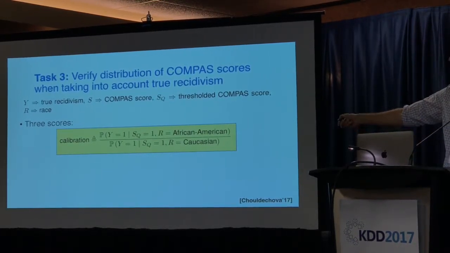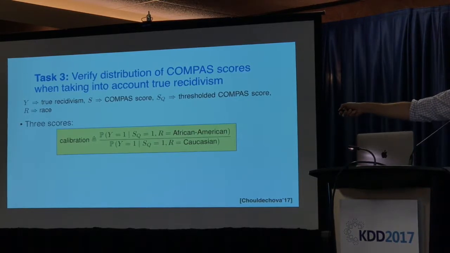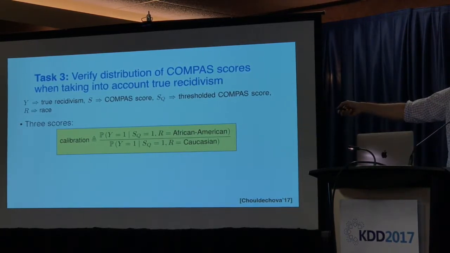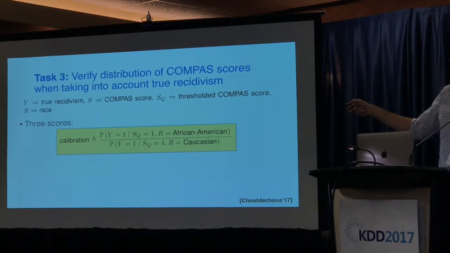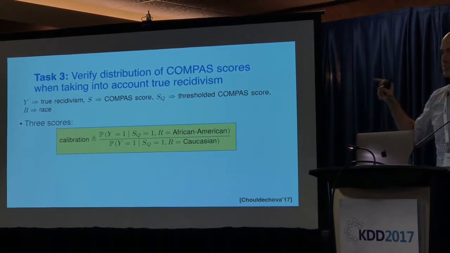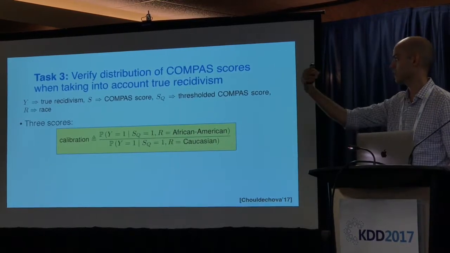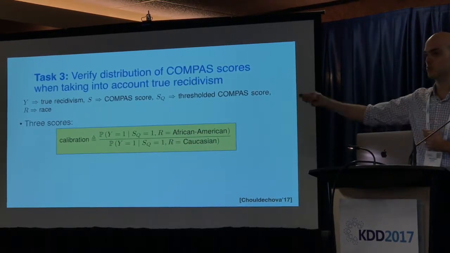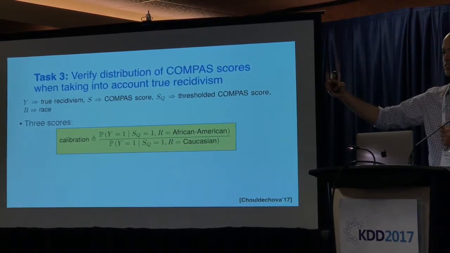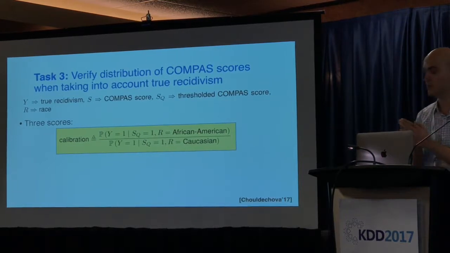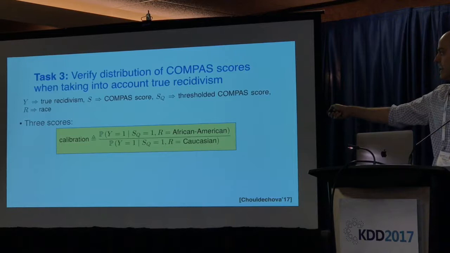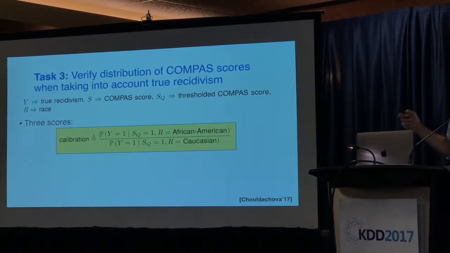And for the purpose of presenting these metrics, I'm going to introduce some notation. The first one is Y, which will represent the true recidivism. S is the COMPAS score. SQ is the quantized or thresholded COMPAS score. What that means is that you might want to say that if the score is above 7, this SQ is 1, which means it's a high chance of recidivism. And if the score is below 7, this SQ is 0. So basically thresholding it at a given level. And R is race.